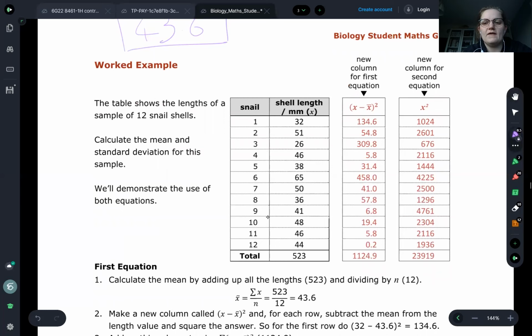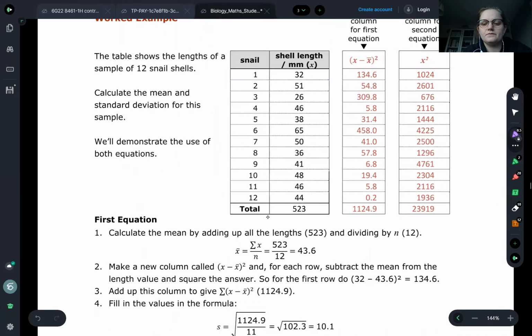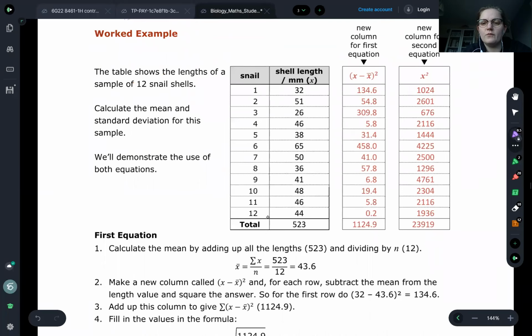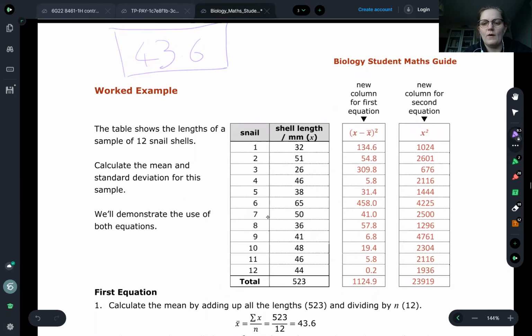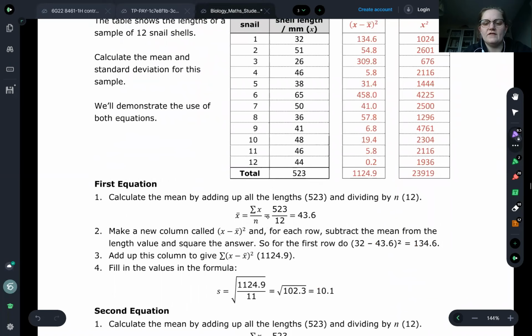Now this column is where we're going to work out standard deviation for each one. What you would then do is, for that first row, we do x, which is 32, minus the mean, which is 43.6, squared, which gives 134.6. You do that the whole way down, and then you total it at the bottom. And that gives us our total there. Then we'll fill in the values for the standard deviation formula.